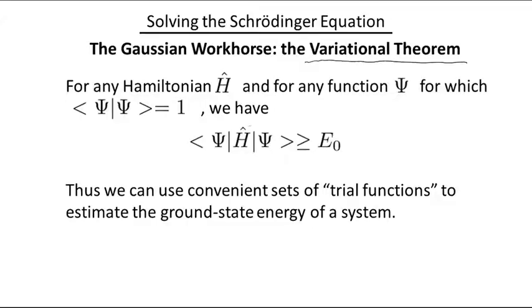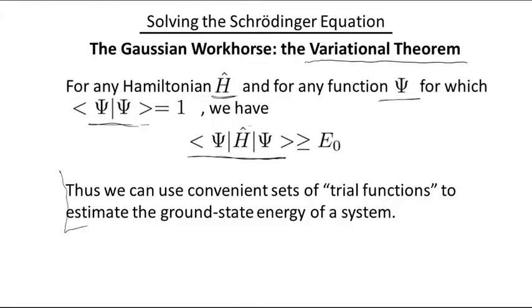Now, why are these trial functions so powerful? The answer is the variational theorem, which we're going to prove briefly. So I'll state it this way, and this is not a rigorous math statement. It's kind of like a physics statement. If we take any Hamiltonian, that means any Hamiltonian with reasonable properties, and any normalizable function, then the expectation value of the Hamiltonian over that wave function is greater than or equal to the ground state energy of the system.